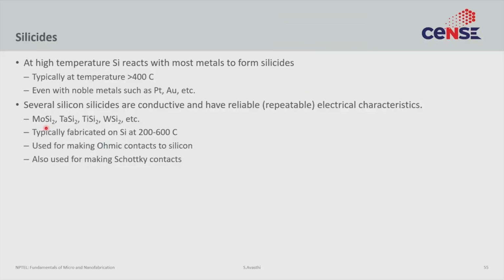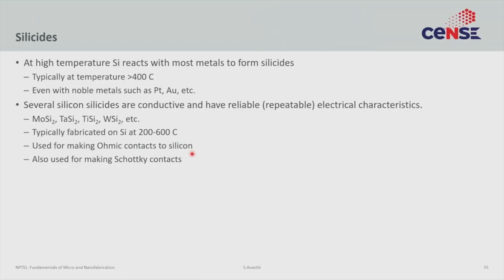Now, the reason silicides are interesting is that several silicides are very conducting, right. So, for example, moly silicide, tantalum silicide, titanium silicide, tungsten silicide, they are all conducting silicides. So, formation of this alloy is very beneficial because it allows you to overcome some of the challenges you have with regard to barrier height and other problems.